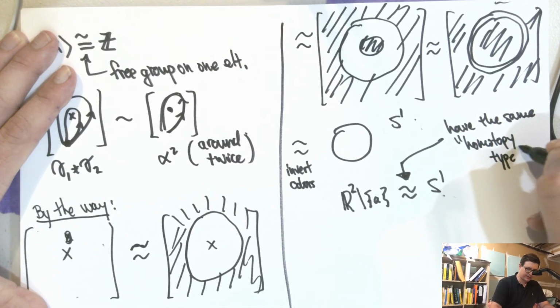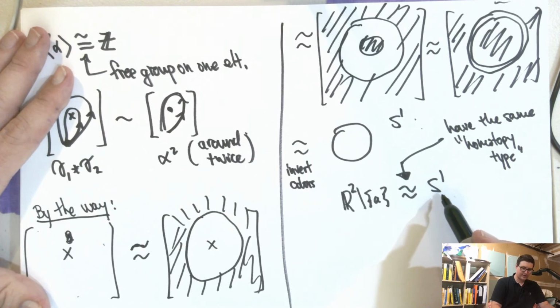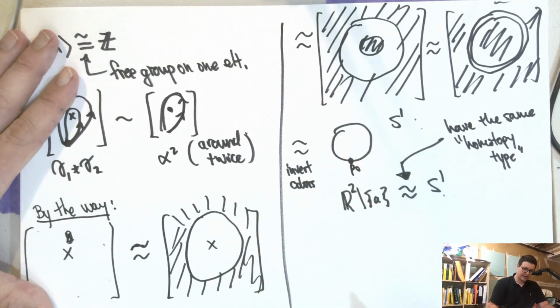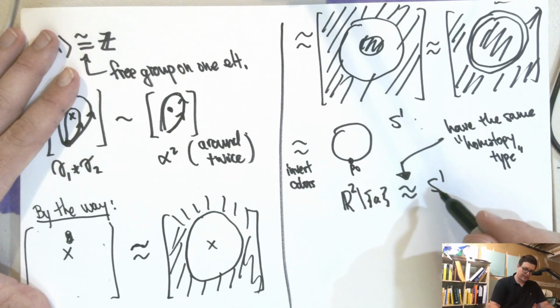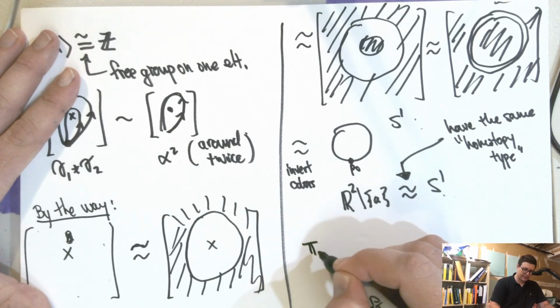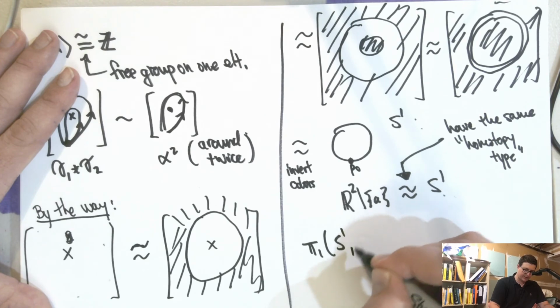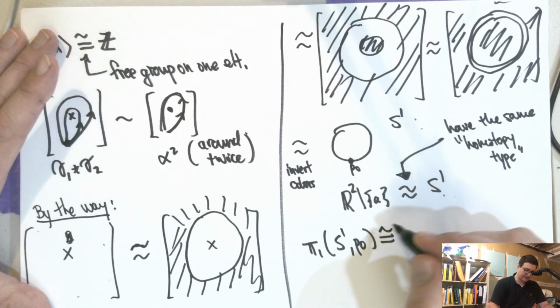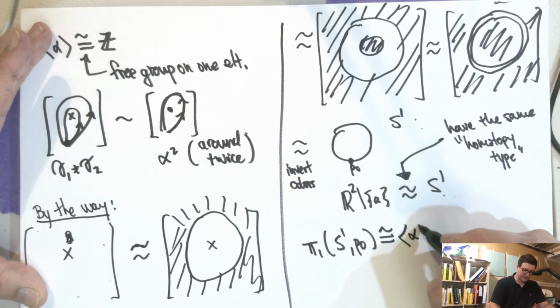And maybe in this one, it's a little bit easier to visualize the fundamental group. Let's say the P naught is down here still. Now maybe it's easier to visualize that the fundamental group of S1 at P naught is a cyclic group generated by one element.